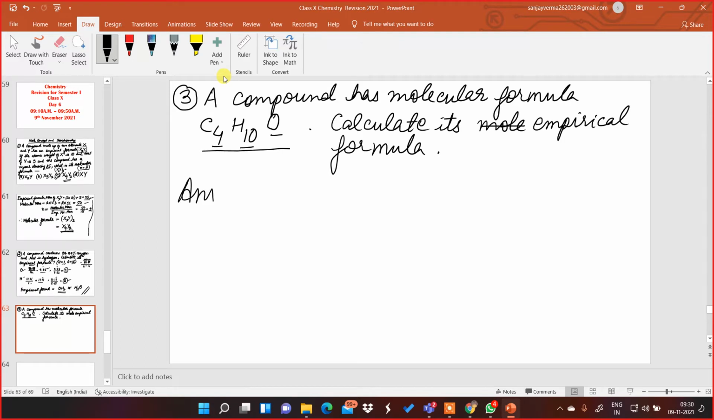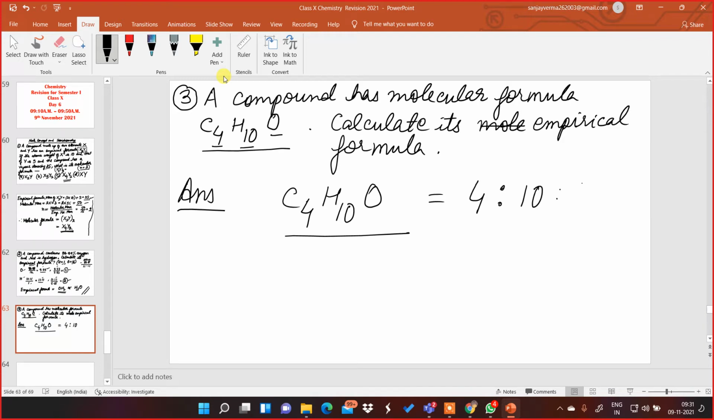What will be the empirical formula for this compound? The molecular formula is C4H10O. The ratio of the elements is 4 is to 10 is to 1. Can these numbers be further simplified? Tell me. Do you think you can simplify these numbers further? Only with 1.